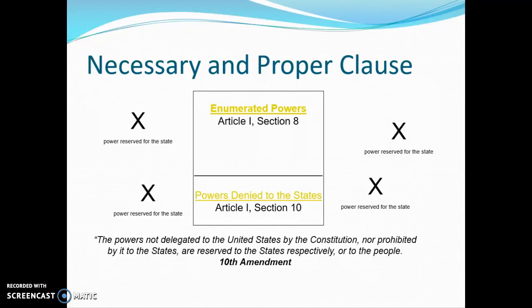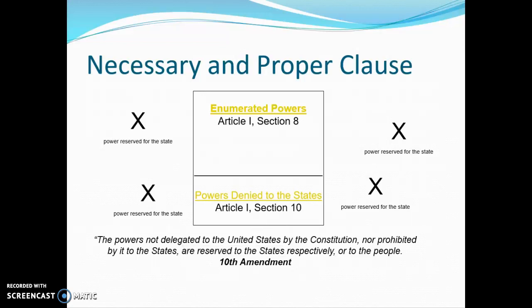So the states in particular, the Confederates who really wanted the 10th Amendment, they are arguing, okay, we agree to this Constitution, but we want to have limits. We want to make sure that the central government doesn't grow in power beyond this box. We agree that they can have the powers in Article 1, Section 8. We agree that we'll give up the powers in Article 1, Section 10, but everything else is ours. Everything else is reserved to the states. Okay.